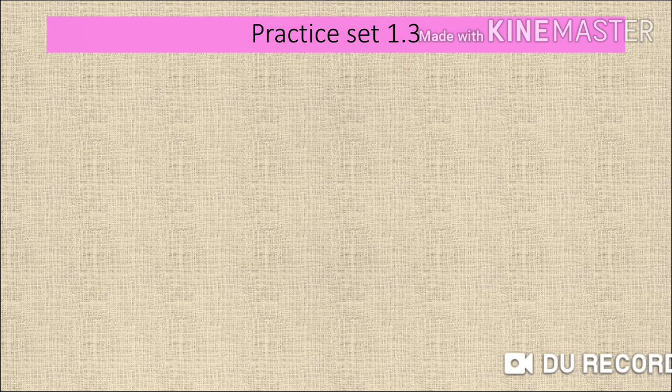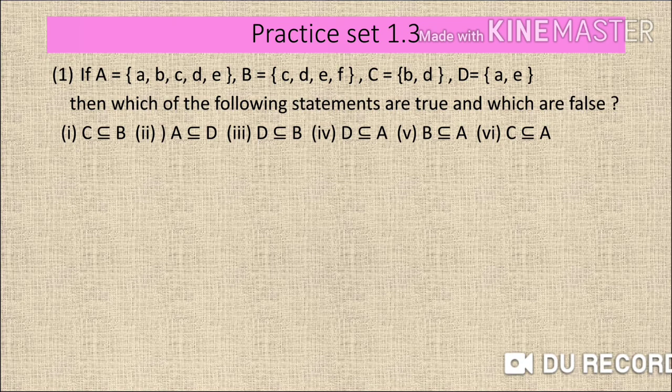So, by using these properties, that is Venn diagram, subset, universal set, complement of set, all these properties we have to use to solve practice set 1.3. So let's start practice set 1.3.